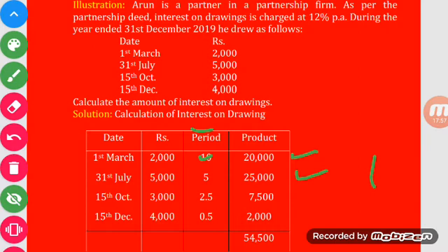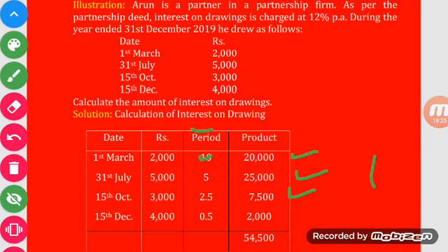Is it clear? The third drawing is made by the partner on 15th October. From 15th October to 31st December, the time period will be November, December and half of October. So your time period will be 2.5 months. So 3000 multiplied by 2.5, you get 7500.